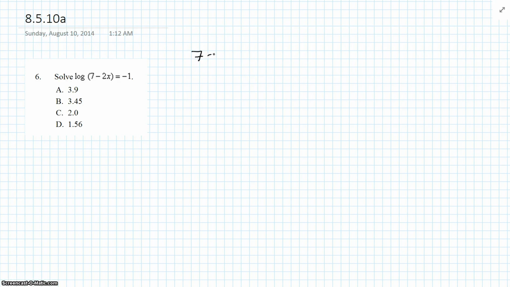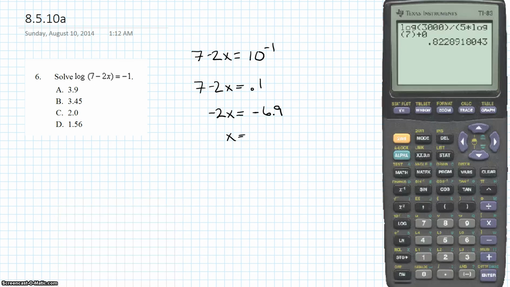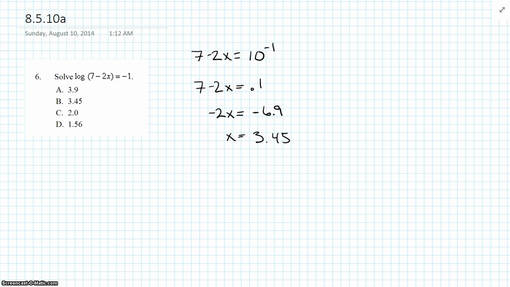Okay, easy enough. So solve log of 7 minus 2x is equal to negative 1. So we can say 7 minus 2x is equal to 10 to the negative 1 power. So 7 minus 2x is equal to 0.1. So subtract 7 from each side. So I'm going to get negative 2x is equal to negative 6.9. So x is going to be whatever 6.9 divided by 2 is. So 6.9 divided by 2 is 3.45. So x is positive 3.45. So the answer is B.